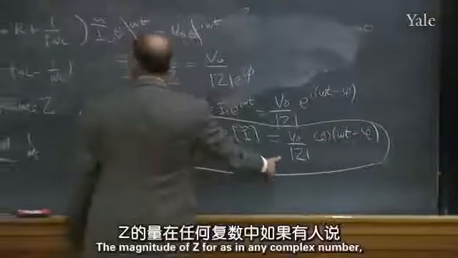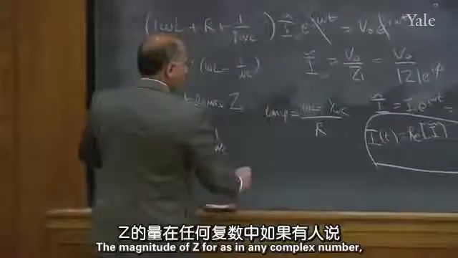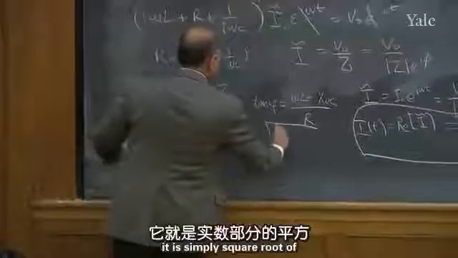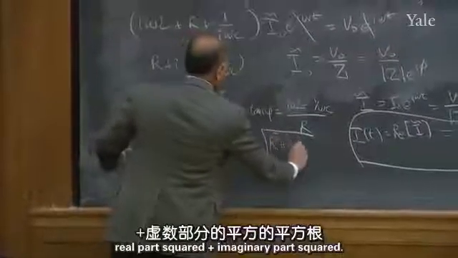The magnitude of Z, as for any complex number, if someone asks what's the magnitude of Z, is simply the square root of the real part squared plus the imaginary part squared.